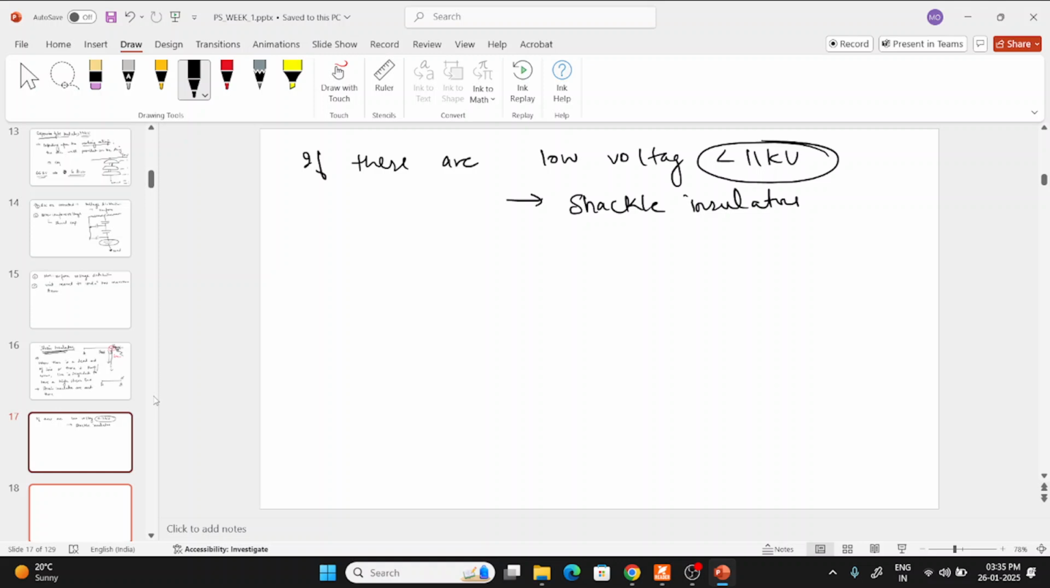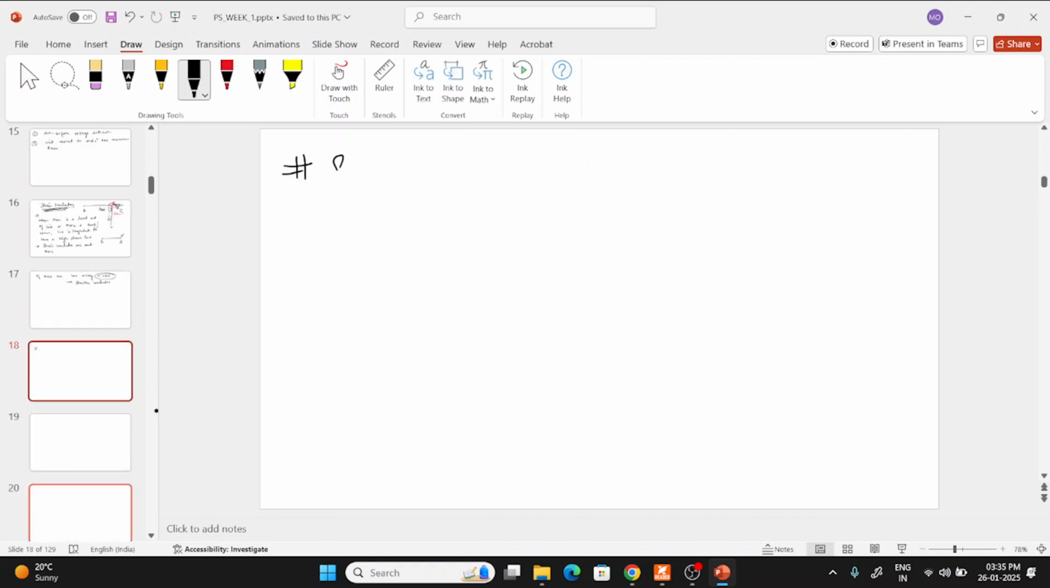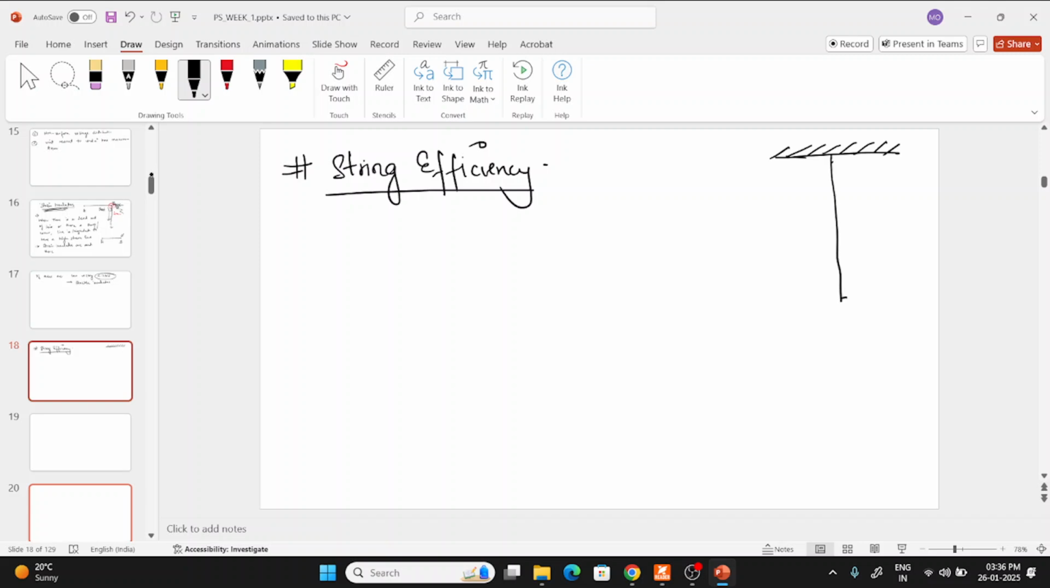So basically, the term which I am going to discuss here is string efficiency. String efficiency. Okay. अब क्या होता है? जैसे हम जो है कोई भी एक टॉवर है, उसमें हम कंडक्टर को सपोर्ट करने के लिए हम क्या लगाते हैं? दीज इंसुलेटर्स.